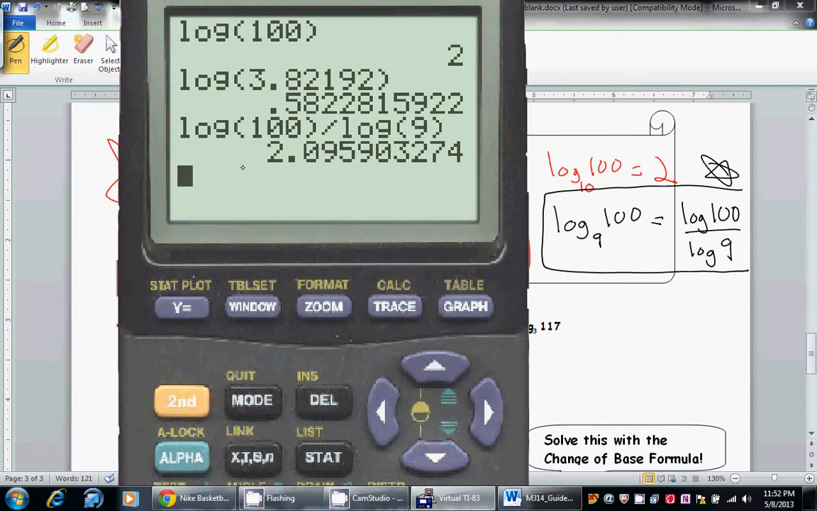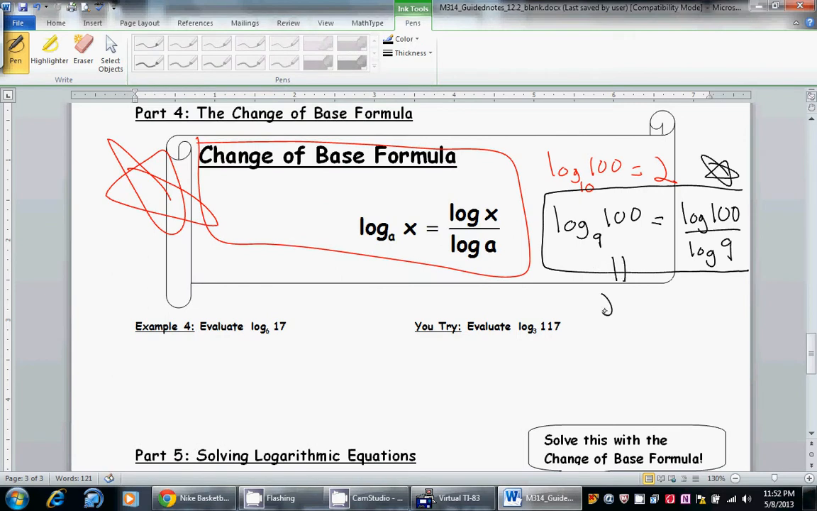The log of 100 divided by the log of 9 is 2.096, if I round it there. So this is equal to 2.096. And here's the general form for a change of base: log of x base a is the same as the log of x divided by the log of a, where both of the bases can be whatever you want, but in general, it's best to use the common log.